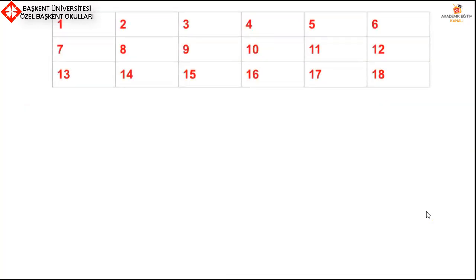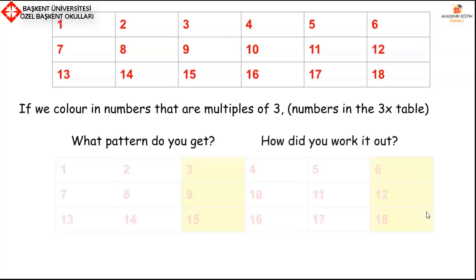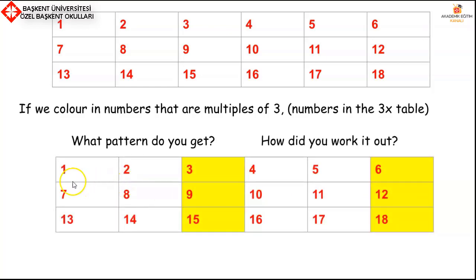Okay, here we've got a grid with the numbers 1 to 18 in it. If we colour in numbers that are multiples of 3, that means numbers in the 3 times table, what pattern do you get? How did you work it out? Again, we've got a vertical grid pattern.